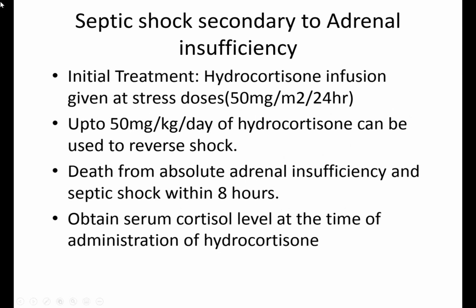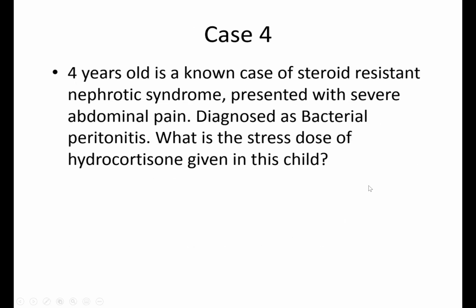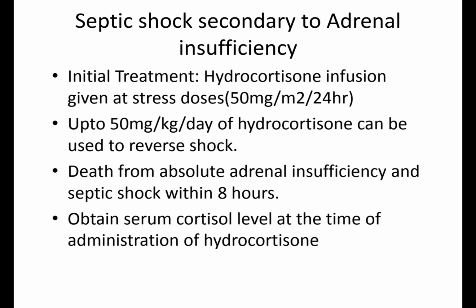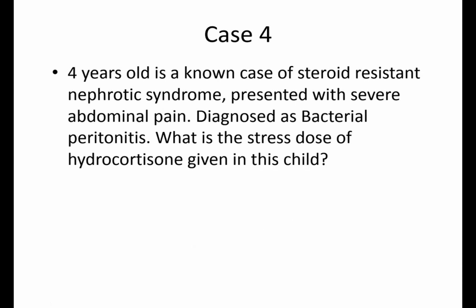And here again, you would require hydrocortisone, either a bolus dose or infusion, giving a stress dose of 50 to 100 mg per meter square per day. That is the dose required to reverse the shock. Absolute adrenal insufficiency with septic shock can cause death very soon in such cases. It's also important to measure serum cortisol level before the administration of hydrocortisone if possible. Now, this is a very common scenario, and septic shock should be managed along with hydrocortisone if it's refractory.